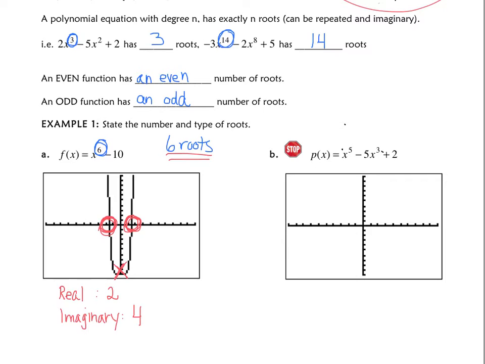Okay, I would like you to try example B on your own. You're going to type into your calculators into y equals this function: x to the 5th minus 5x to the 3rd plus 2. You're going to press graph after you type the equation in, look and see how many times this graph crosses the x-axis. Then I want you to sketch the graph, what you see on your screen, and then tell me how many real roots there are. Again, that's how many times it crosses the x-axis, and then subtract to figure out how many imaginary roots there would be.